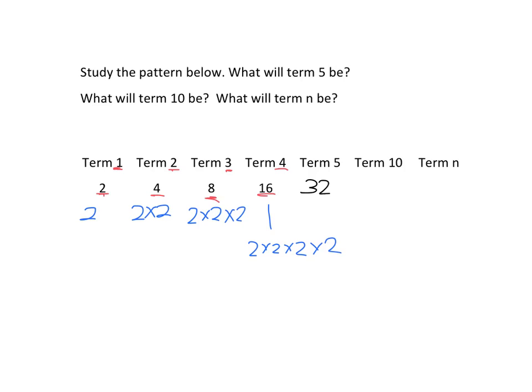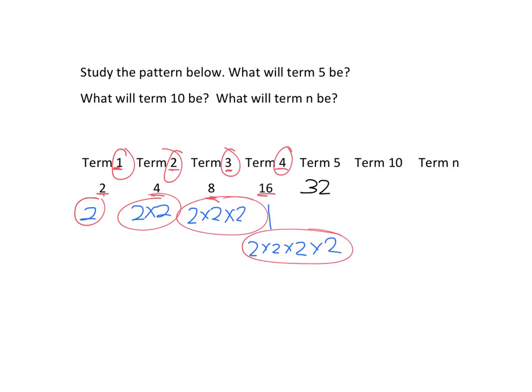So, what we can see is, what's the relationship? Term number 1, we've just got 1 2. Term number 2, we've got 2 2s multiplied together. Term number 3, we've got 3 2s. Term number 4, we've got 4 2s. Now, if we remember our exponential notation, this is going to make it easier for us to write. Right? Term number 4 is 2 to the 4. Term number 3 is 2 to the 3. Term number 2 is 2 to the 2.